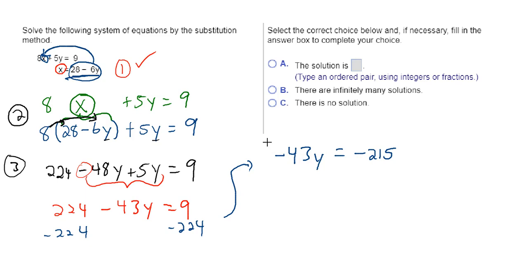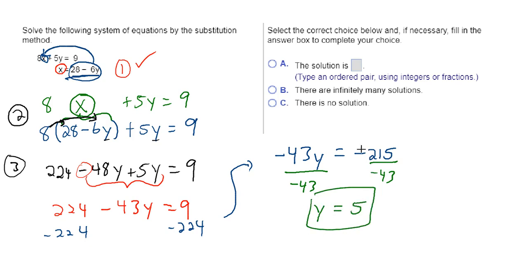Now, these numbers, not that it has to be a nice answer, but especially for our first example, I'm not expecting some crazy answers here. So if this did not work out nice, I'd maybe question my steps over here and wonder if I did something wrong. But the calculator assures me when I divide by negative 43 that you get a nice answer here. You get y is equal to 5. So negative over negative makes that positive, and this actually divides nicely, and we get y equals 5.